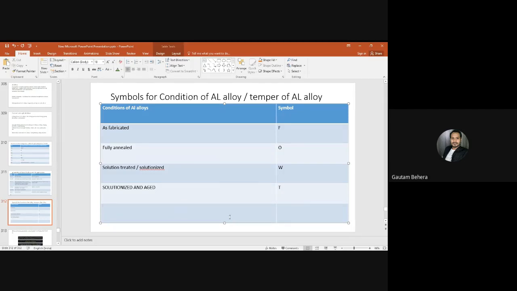And the next one is strain hardened aluminum alloys. Strain hardened means work hardened aluminum alloys, on which some cold working has been done, basically hot working or hot and cold both. That is denoted by capital H. So these are the different symbols given to different conditions of aluminum alloys available in the market. Right?